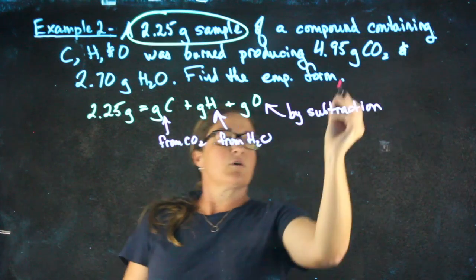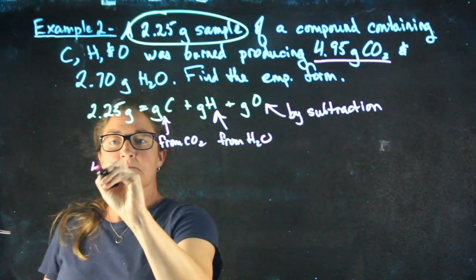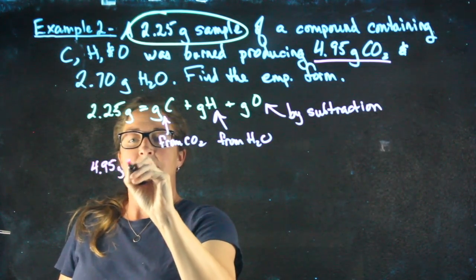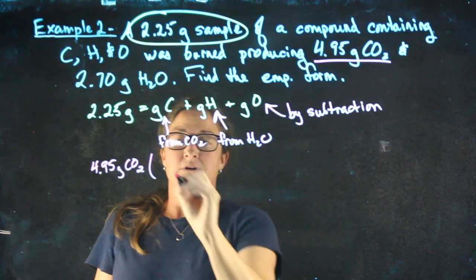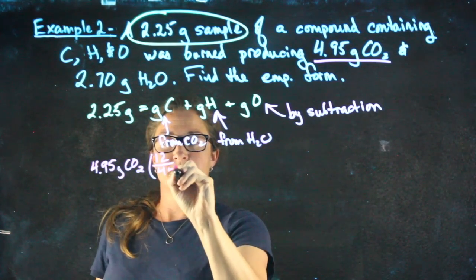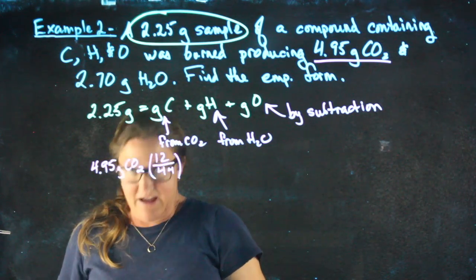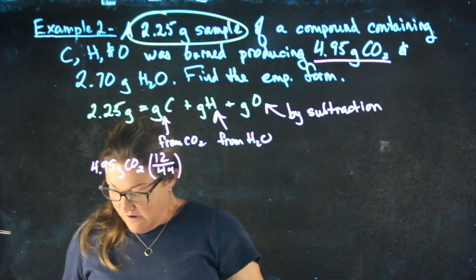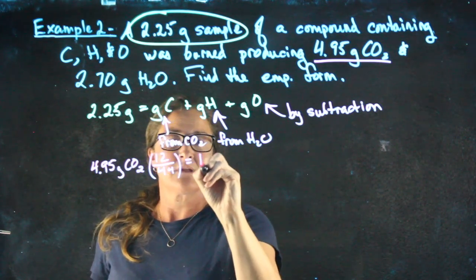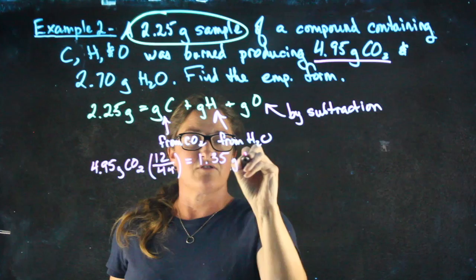So let's start this. 4.95 grams of CO2. Of the CO2, 12/44 is still carbon, and that's based on the molecular weights. So 4.95 times 12 divided by 44 gives me 1.35 grams of C.